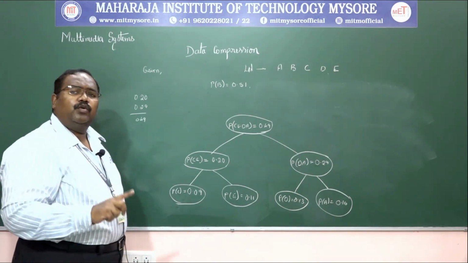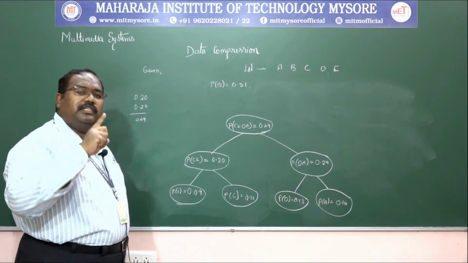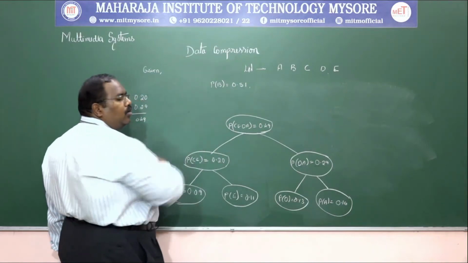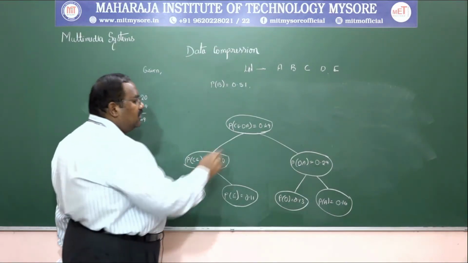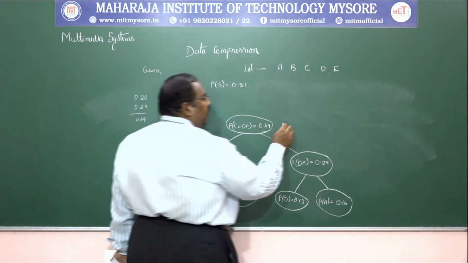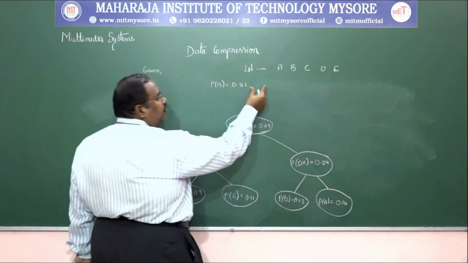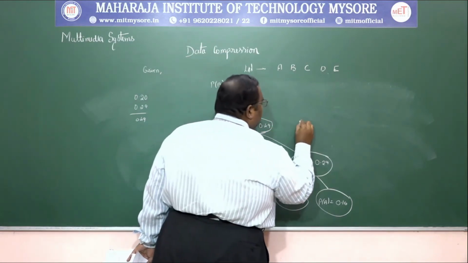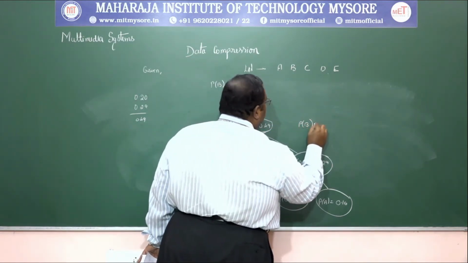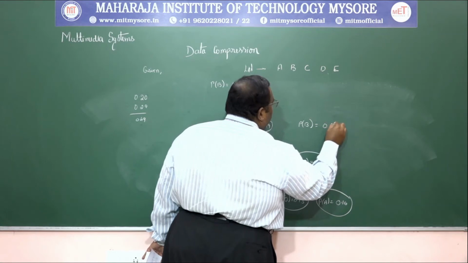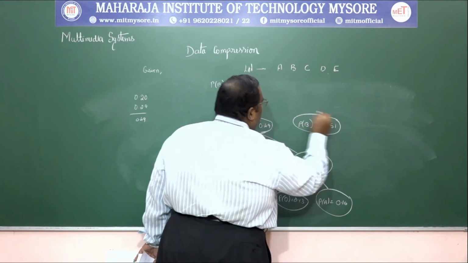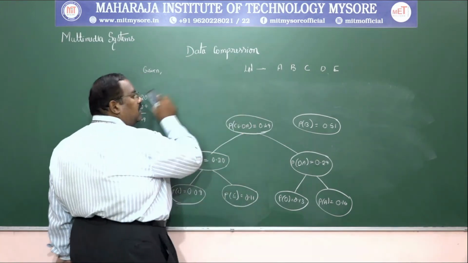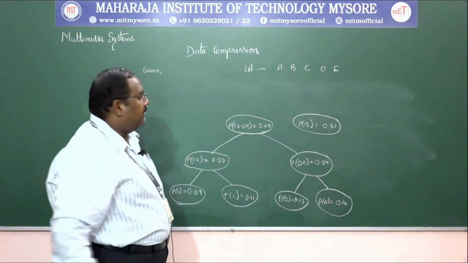So again we need to do it until only one node is left. Now how many nodes are left? Here one node is there, here one more node is there. So 0.49 and 0.5 can be merged to form one single node. So let us take here probability of B is equal to 0.51. So let us combine. Since we have made use of this node also, the list becomes totally empty.